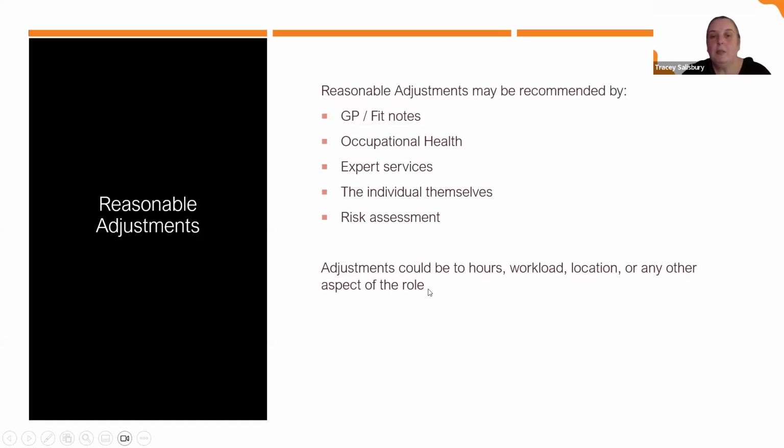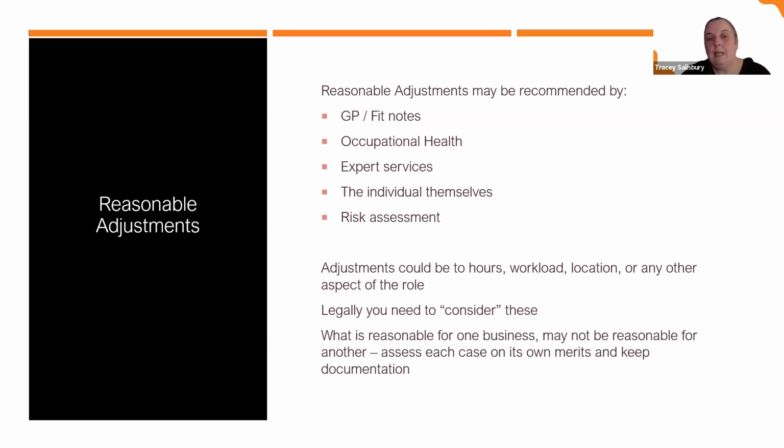And remember that the adjustments could be to do with anything. So it might be to do with their hours, their workload, their working location, the number of breaks they have, or it could be role specific where they can't do a certain part of the role because of their condition. Now, it's really important to remember that the law says you have to consider reasonable adjustments. It doesn't say you have to implement them.